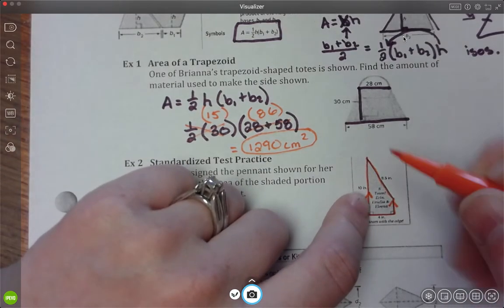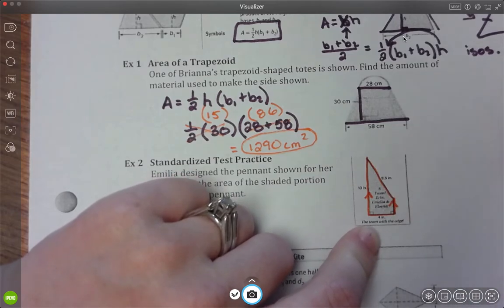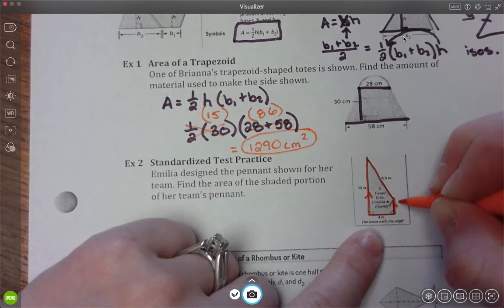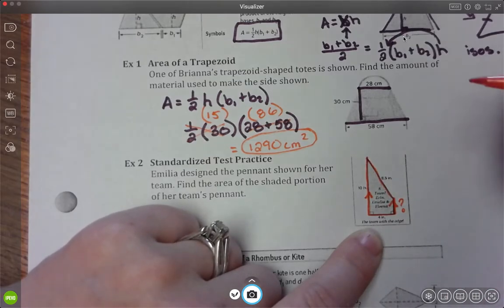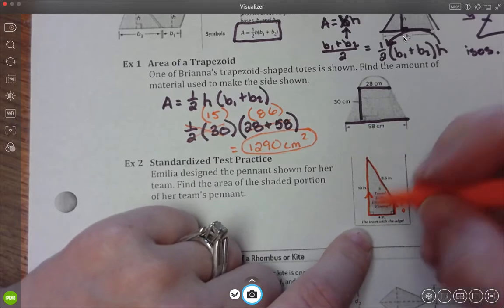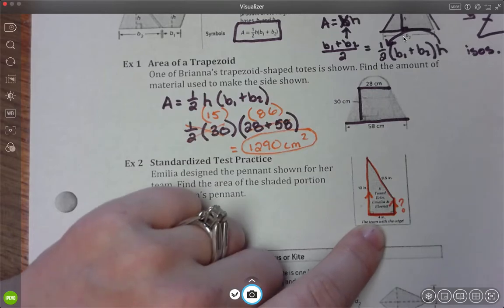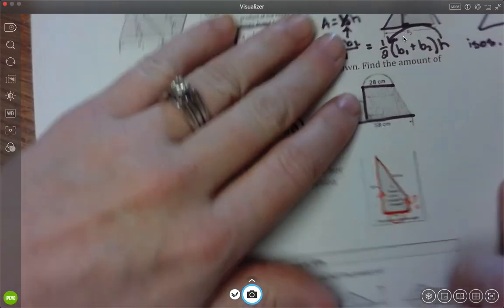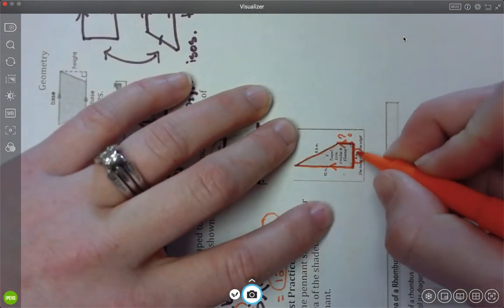So this guy is 10. Now what's this side going to be? That's going to be the struggle, trying to figure out what this side is, because they don't label that. So I need to know what that other base is, so we'll figure that out here in just a second. But then this guy right here is this 4. That is going to be your height technically. So basically, if we think about this trapezoid sitting on its side like this, the height is 4. So I'm going to put h equals 4.